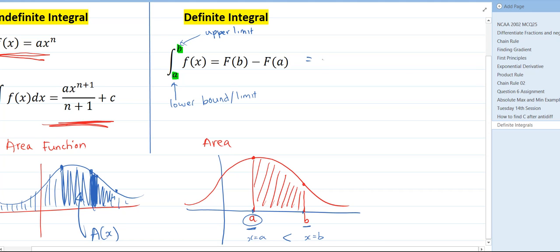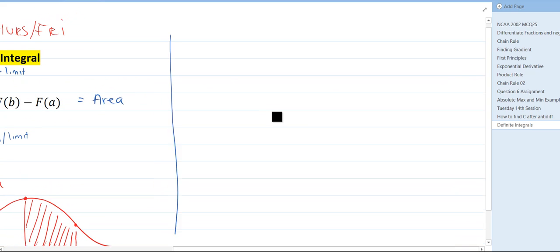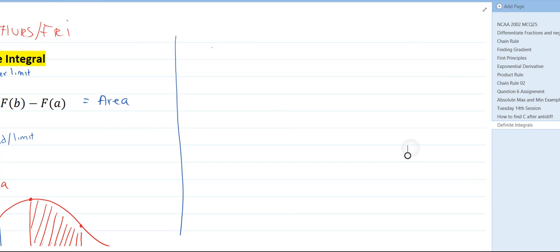and this just tells you the area between 2 points. Okay? So your anti-differentiating is still going to be the same. The only difference is you're just going to find it between two intervals. Okay? So let's do an example. Let's say I want to find the anti-differential. I'll show you the differences between the two.